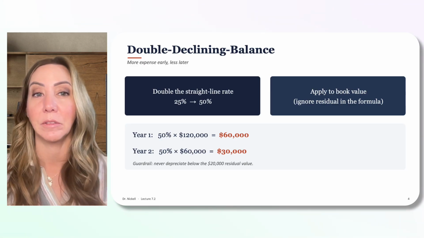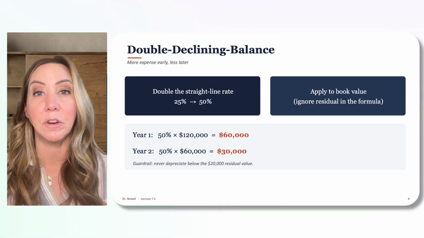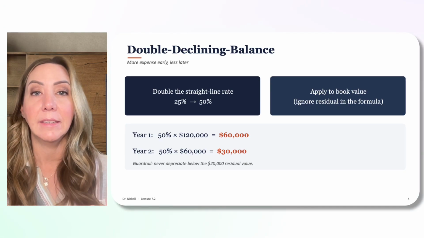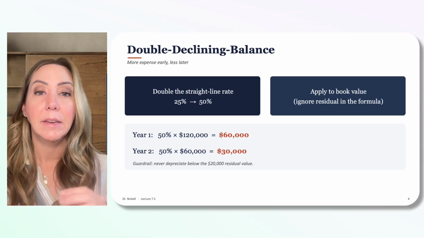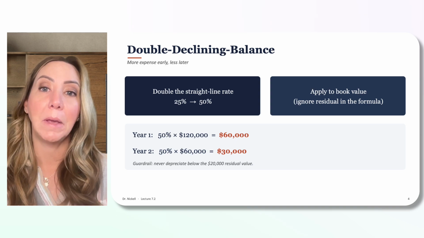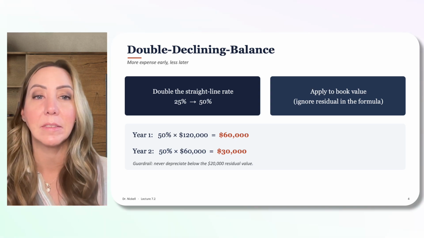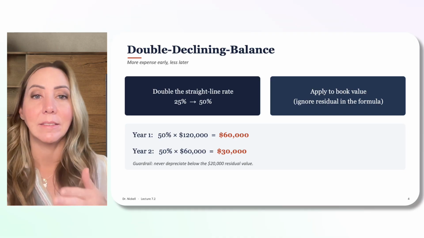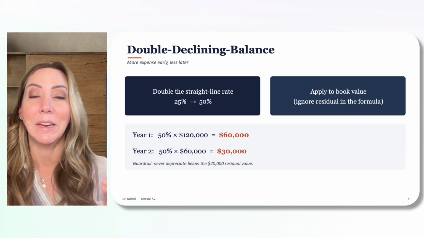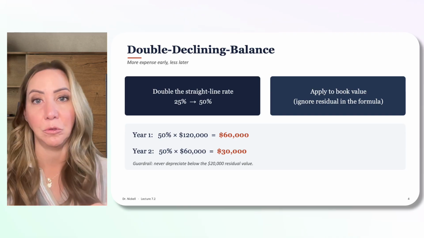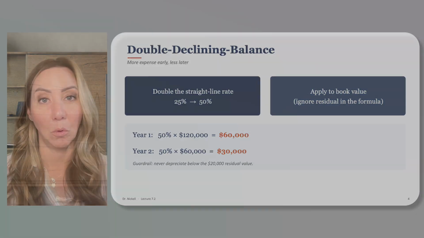And this is for math reasons. So in the first year, 50% times the full $120,000 cost is $60,000 of depreciation. Notice we did not subtract the residual. In year 2, 50% times the remaining book value of $60,000 is $30,000 of depreciation expense. You can see the expense declines each year, which is why we call it double declining balance. And the one guardrail is that we never depreciate it below the residual value. So we can't let book value go lower than the $20,000 floor.